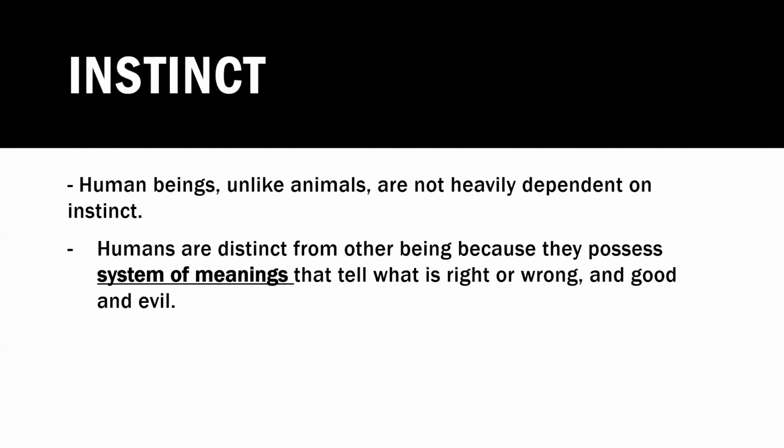Let's now proceed to cultures and rationalities, the instinct and culture. When we talk about instinct, human beings, unlike animals, are not heavily dependent on instinct. Certainly, instinctual aspects are present in specific actions such as breathing, making sounds when surprised or shocked, upright walking, or choosing between fight or flight. More than these instinct-driven actions, humans are distinct from other beings because they possess systems of meanings that tell what is right or wrong and good or evil. Most of what people do is shaped or determined by these systems.